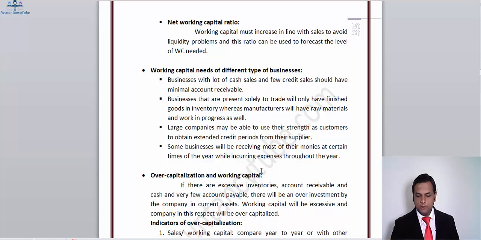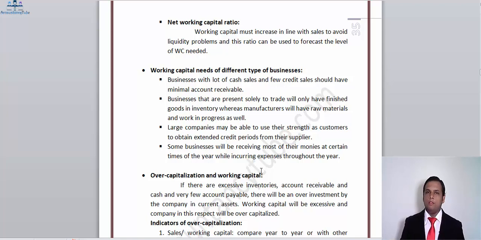Then we have working capital needs of different types of businesses. Now, businesses with a lot of cash sales and few credit sales should have minimal accounts receivable, just like the retail store example I've given you. Then we've got a business that exists solely to trade, which only has finished goods in its inventory, whereas a manufacturer will have raw materials and work in progress as well.